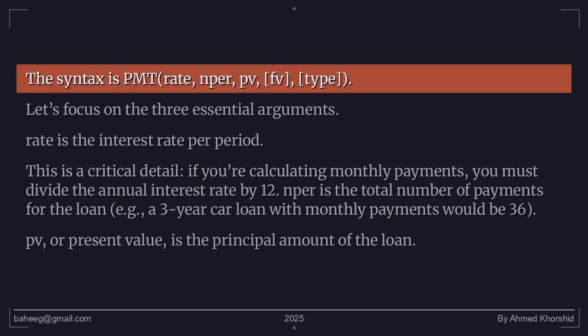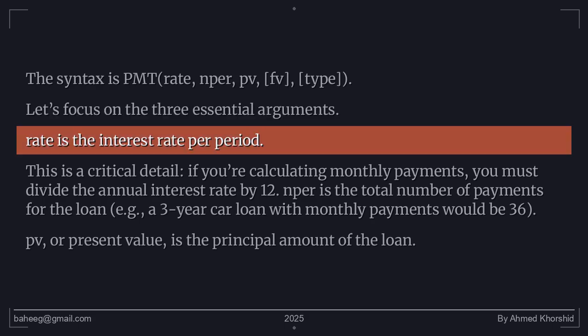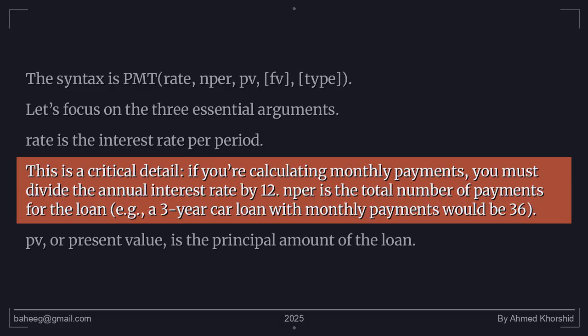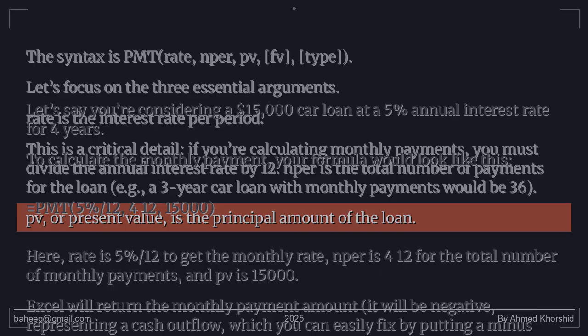The syntax is PMT(rate, NPER, PV, FV, type). Let's focus on the three essential arguments. Rate is the interest rate per period. This is a critical detail. If you're calculating monthly payments, you must divide the annual interest rate by 12. NPER is the total number of payments for the loan, e.g., a 3-year car loan with monthly payments would be 36. PV, or present value, is the principal amount of the loan.